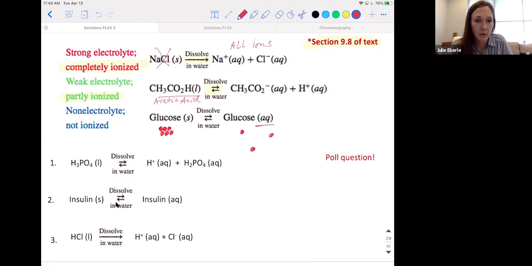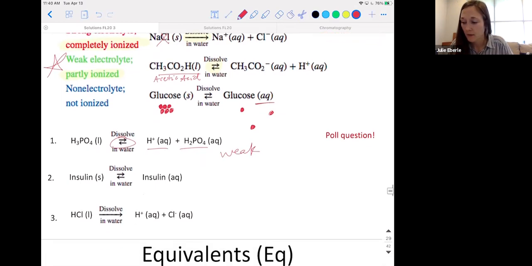All right, in the poll, this is what you guys said. Most people said solution one is a weak electrolyte. You got the double arrow here, so you're going to get some kind of equilibrium. This matches for sure what we said with acetic acid. So yes, this is a weak electrolyte. You will get some ions, but it's not going to completely dissolve into only the ions. We don't have a single arrow.